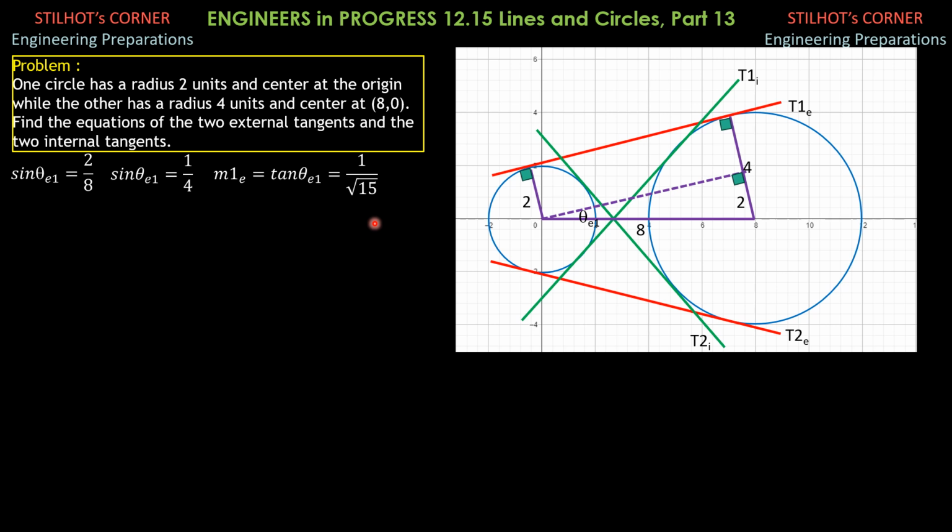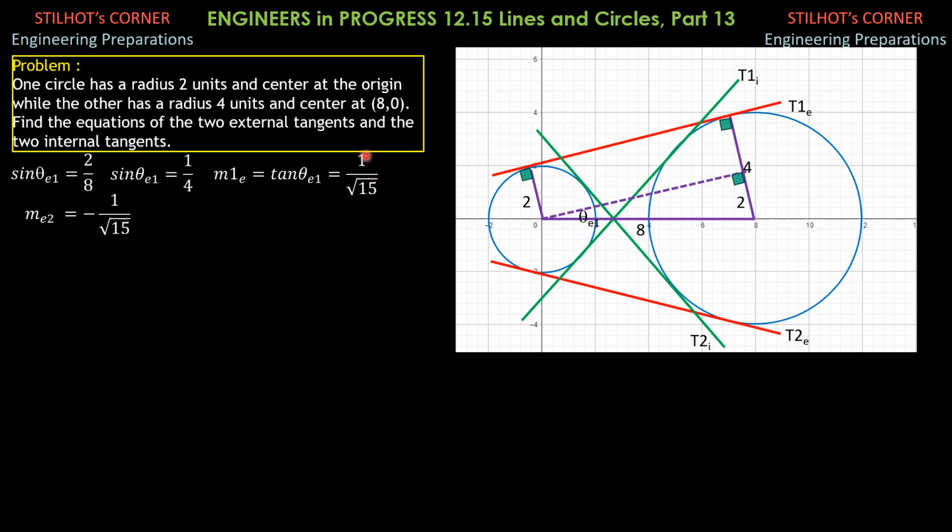The slope of the external tangent 2, which is this, is the negative of that. This is because this is inclined up to the right, so the slope is positive, while this one is inclined down to the right. So the slope is the negative of that, and the angle it makes with the horizontal or x-axis is the same. So that's why M2E is equal to negative 1 over square root of 15.